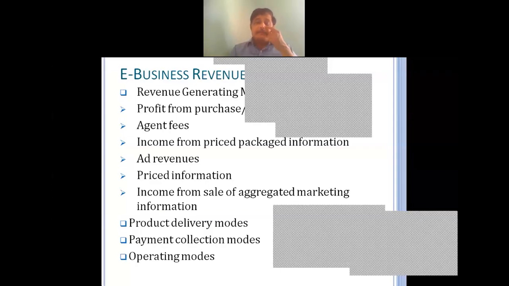Correct? Income from the sale of aggregated marketing information. That is one more real-time advantage to an e-commerce platform. You can have your own, and you can also support many of the companies available in the market. That's how the aggregated marketing information can be collectively enjoyed by any organization, any e-commerce platform.